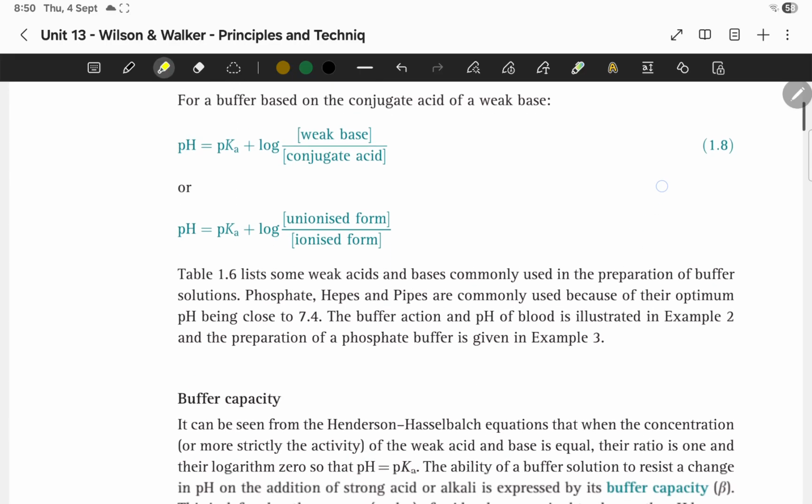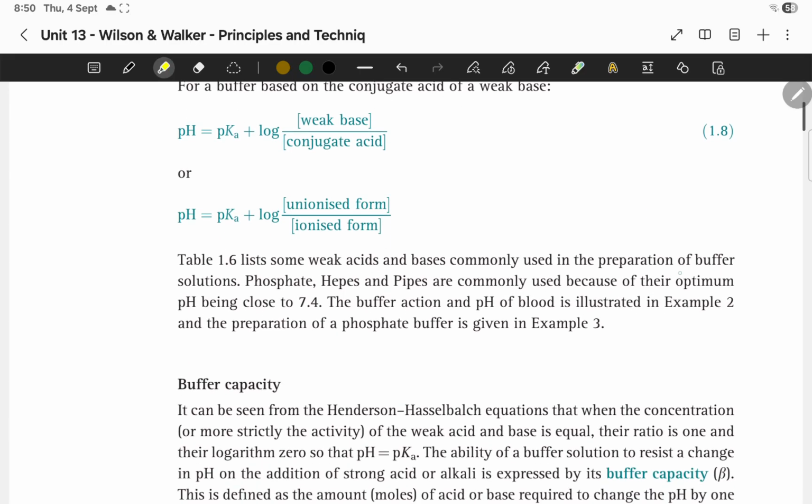In the table there are some weak acids and bases commonly used in the preparation of buffer solutions. Phosphate, HEPES and PIPES are commonly used at the optimum pH of 7.4. The buffer action and pH of blood is illustrated in example 2, and the preparation of phosphate buffer is given in example 3.